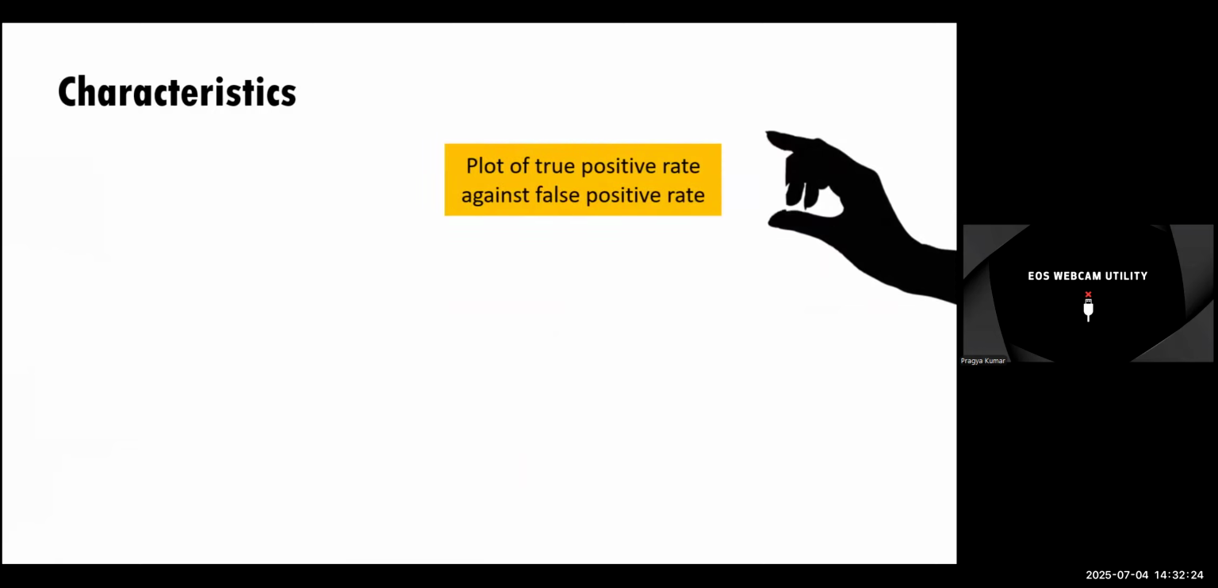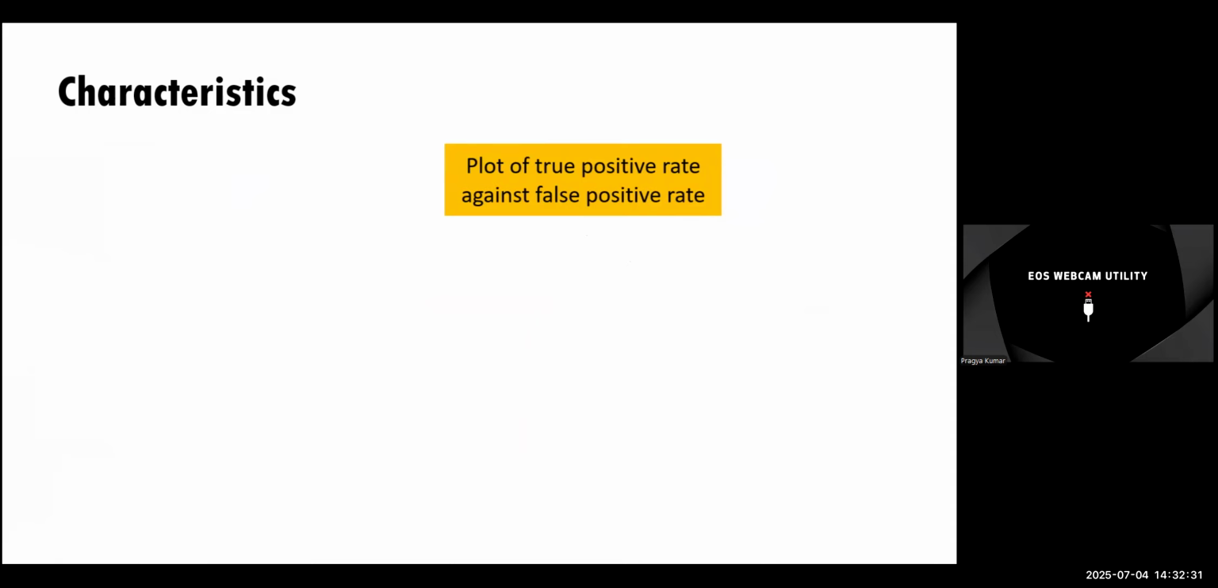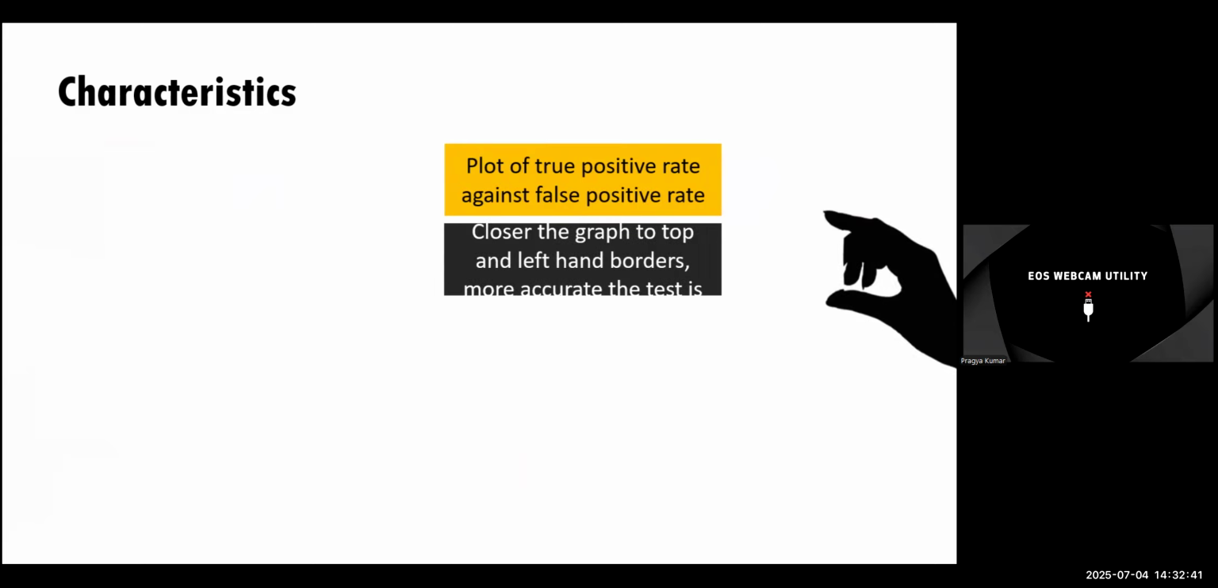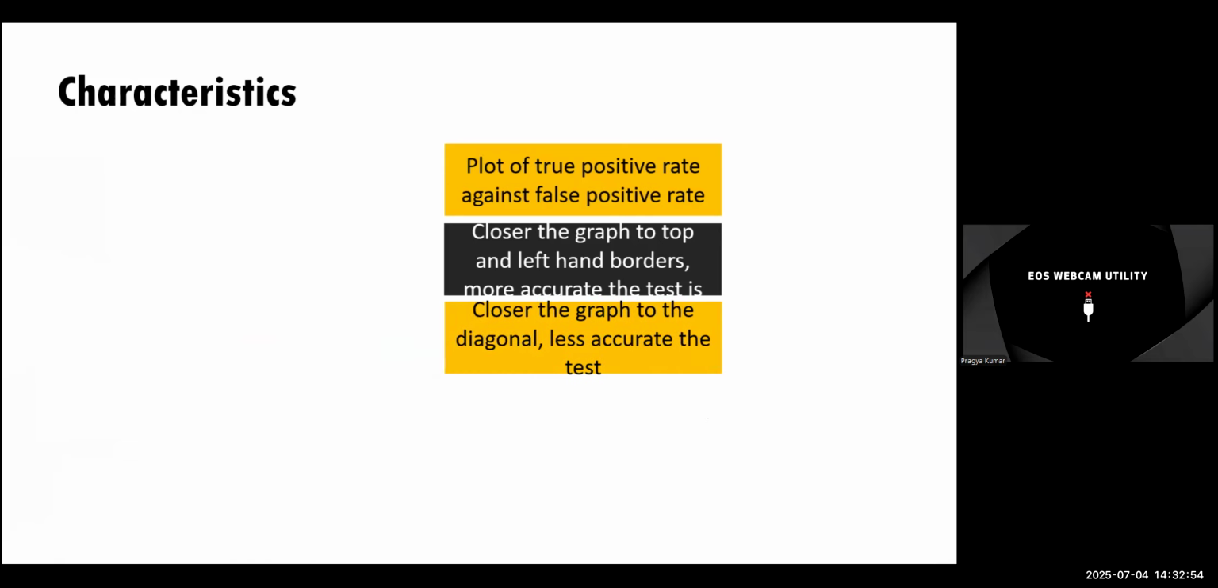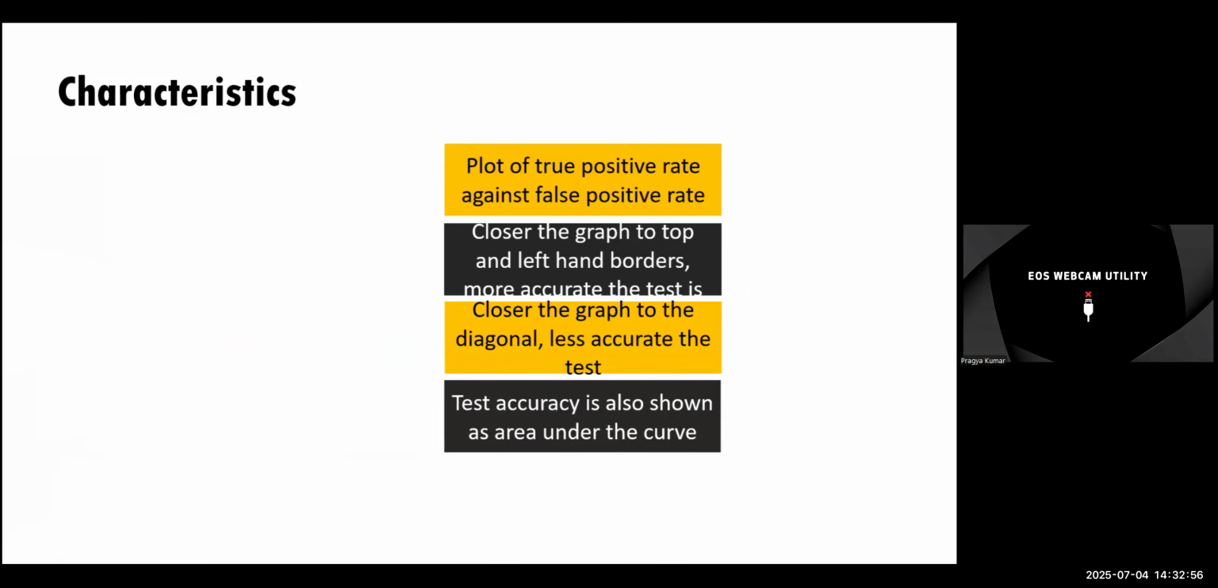So what are the characteristics of ROC? Again, we have talked about this. This is a plot between the sensitivity on the y-axis and 1 minus specificity on the x-axis, and 1 minus specificity is the false positive rate. So basically it is the graph between the false positive rate and the true positive rate on the x and y-axis. If the graph is closer to the diagonal line, then we say that it has poor discriminatory power. And if the graph is closer to the top and towards the left, then we say that it has a good discriminatory power.